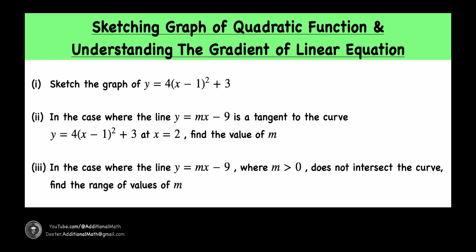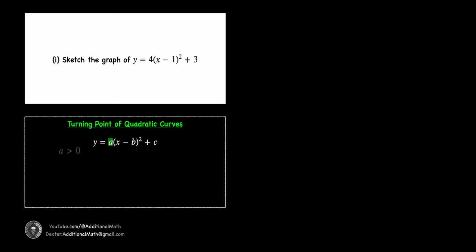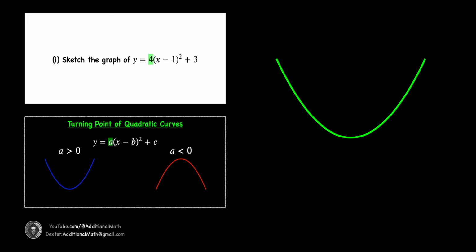Given a quadratic equation in the completed square form of y equals a times the square of (x minus b) plus c, the shape of a quadratic curve is mainly determined by a, the coefficient of x squared. If the coefficient of x squared is greater than 0, the parabola opens upwards and we will have a minimum point. On the other hand, if the leading coefficient is less than 0, the parabola opens downwards and we will have a maximum point. As our coefficient of x squared in the question is 4, a positive value, our quadratic curve will have a minimum point.